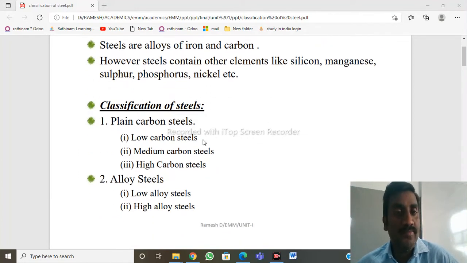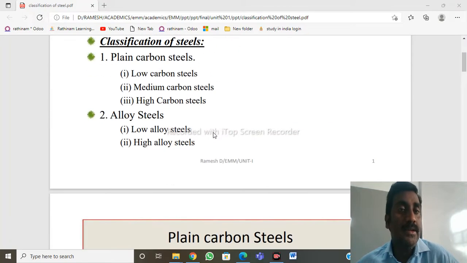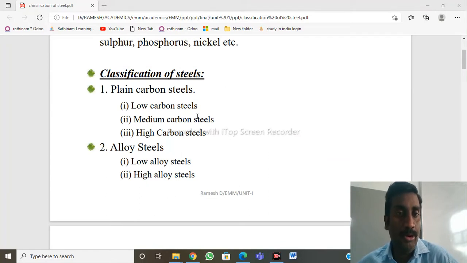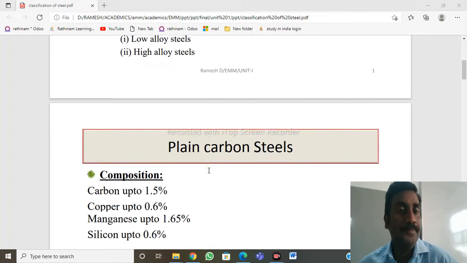So, the classifications of steel. Steel can be classified into plain carbon steels and alloy steels. Plain carbon steel is further classified into low carbon steel, medium carbon, and high carbon. The name itself has some meaning. Low carbon steel means the lowest percentage of carbon. Medium carbon means an average percentage of carbon. High carbon means the carbon percentage is more. So the carbon percentage makes the difference. Alloy steels are in two categories: low alloy steels and high alloy steels.